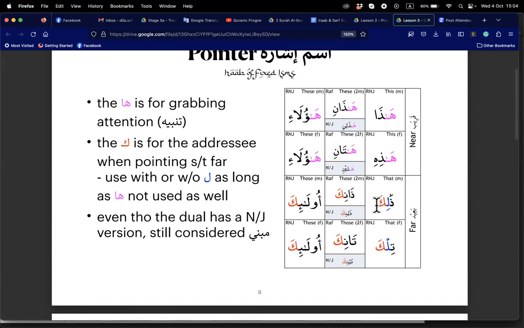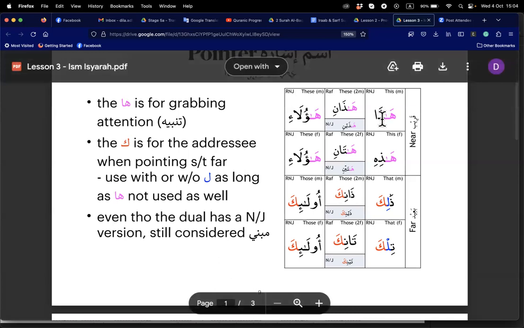And this lam here, we call it lam for bu'ud, for pointing something far also, and it can be used together with the ka, but not together with ha. So you cannot have ha lika, for example. You might see the ka outside of the Quran, so that's just the dha and ka that don't have the lam. Just like the dual doesn't have the lam. So basically that's it.